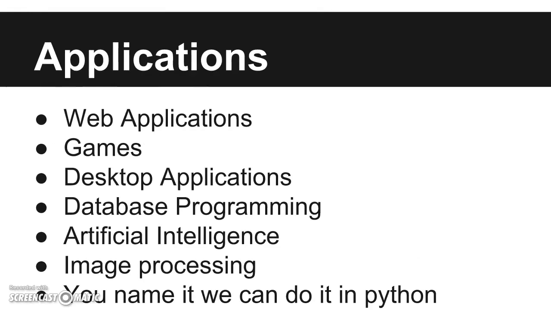So what applications can we build using the Python programming language? We can build web applications, games, desktop or mobile apps, mobile games for Android or iPhone iOS, and we can create desktop applications. We can do database programming and it is widely used in artificial intelligence, image processing, and you name it, we can do it with Python programs. So I want to show you some examples.